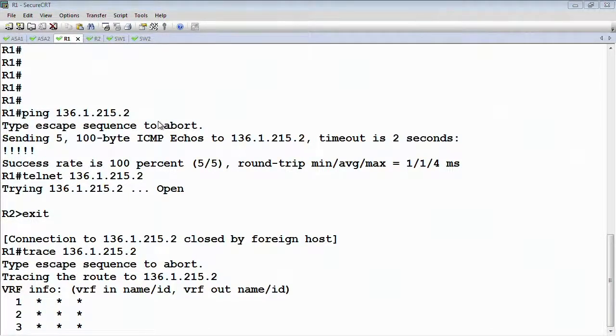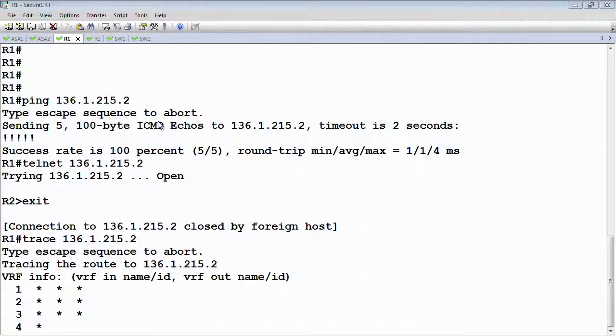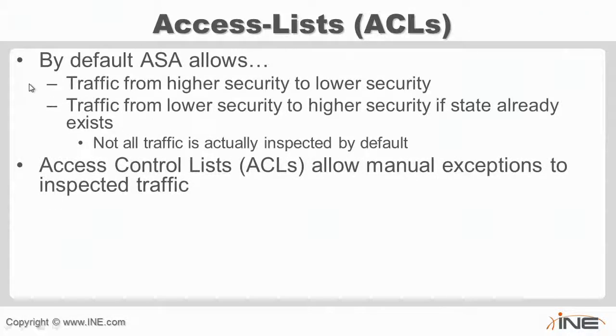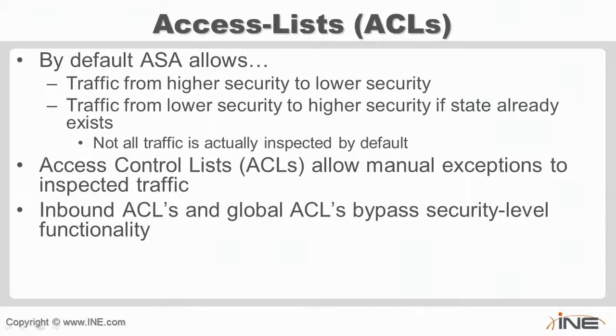So this is going to be one of the main applications then of why we would need to use access lists in the ASA, is that it's going to be for manual exceptions for anything that we maybe don't want to inspect or maybe we cannot inspect. So essentially the inbound access list and the global access list in the newer versions is going to be bypassing the security level functionality.